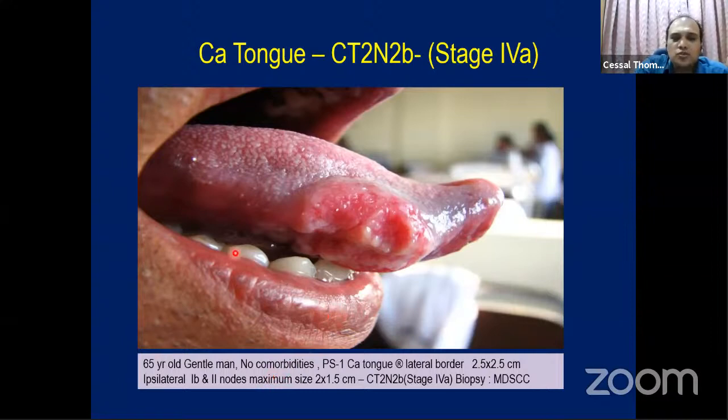This patient should undergo a wide excision as we discussed, and an extended supraomohyoid neck dissection, ipsilateral, or a modified radical neck dissection. If it is crossing the midline, you should have a contralateral elective neck dissection as well, reconstruction, and post-operative radiotherapy is the planned treatment.